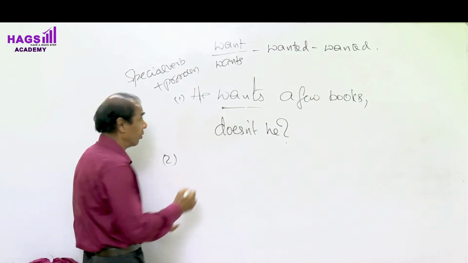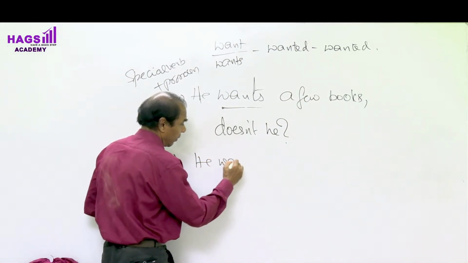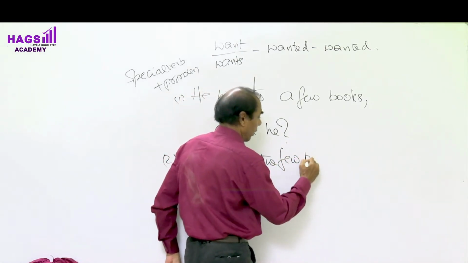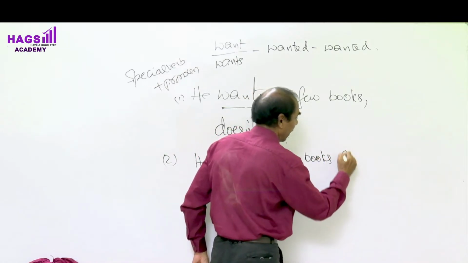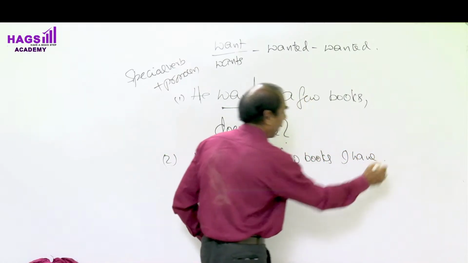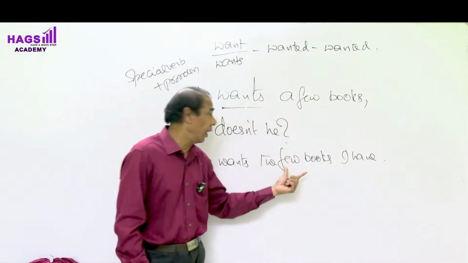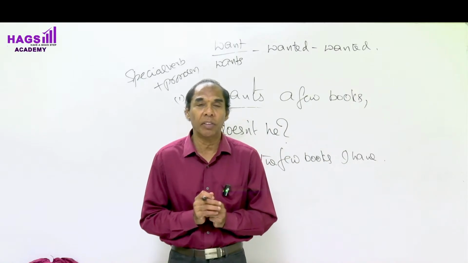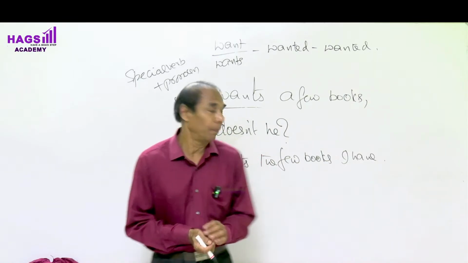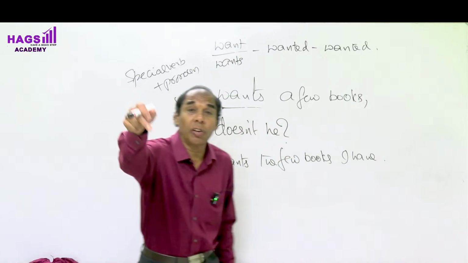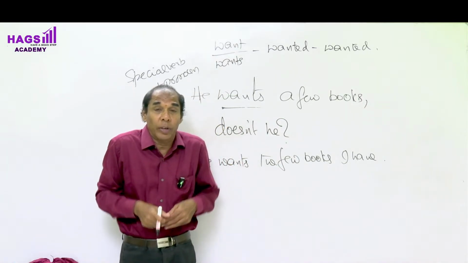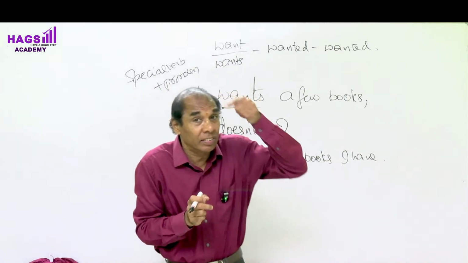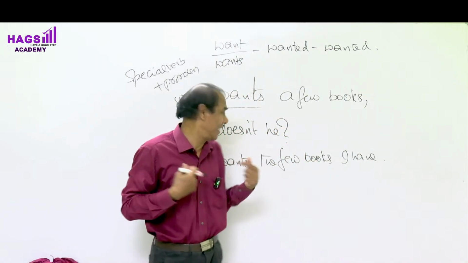Look at the second sentence also. He wants the few books I have. What is the difference between a few and the few? You know, a few means, see, I have a few books. It means I have only some books. See, he is asking me the few books I have. It means I have some books. He is asking me the some books that I have with me. Right? So that's the difference.